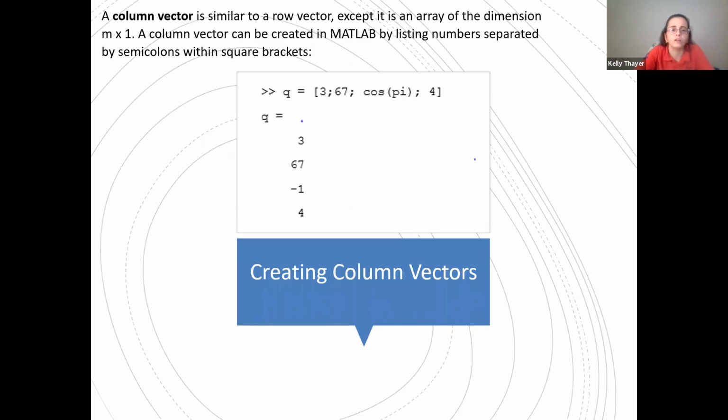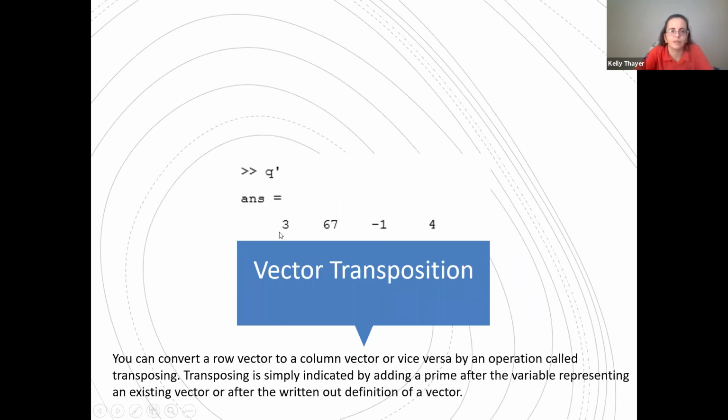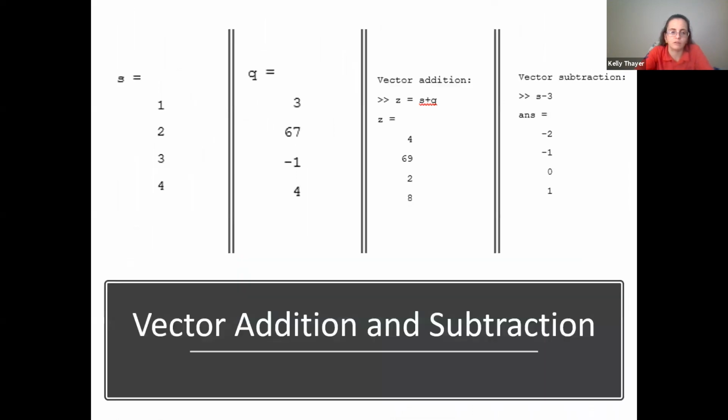A column vector can be created by putting semicolons in between. So you see that we can type this similar to how we typed our other vectors, but when we press enter, we see that this becomes a column. You can use vector transposition in order to convert from one orientation to the other. So Q prime, we see, has rotated the vector.